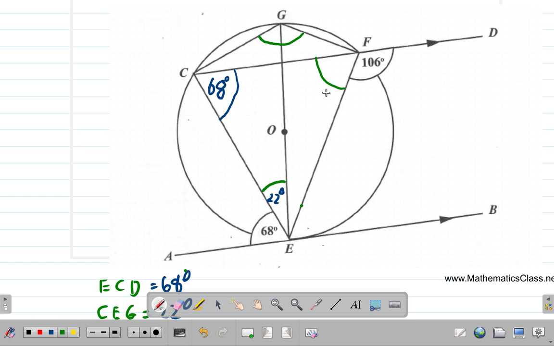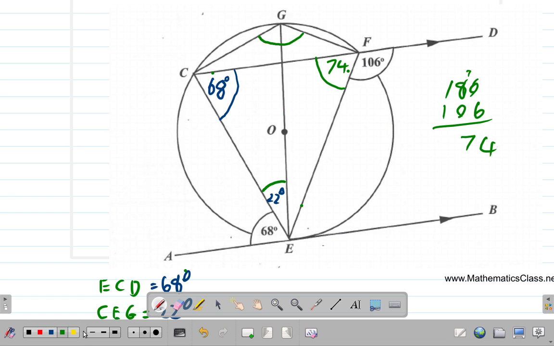You can't find this angle? Where do you think this angle would be? 180 minus 106, right? Let me write that properly. Because CD is a straight line, angles on a straight line add up to 180. So if you drop 106 from the 180, you're going to get this. 180 minus 106, what do you say now? 74. That angle is 74.